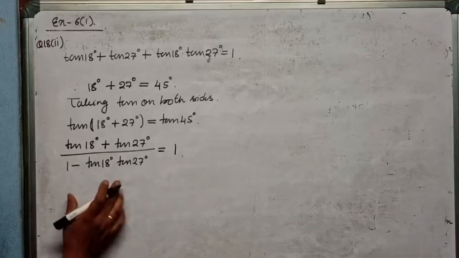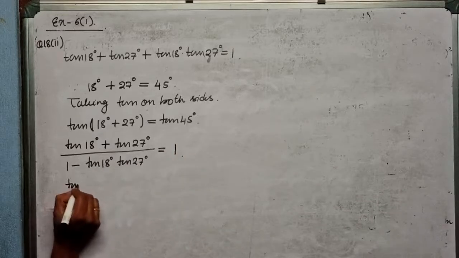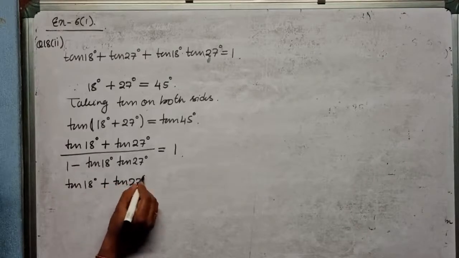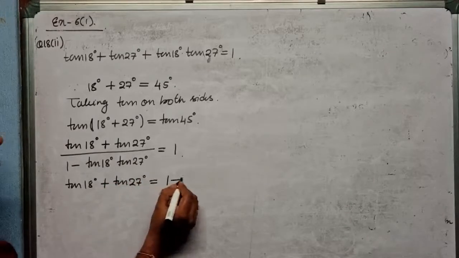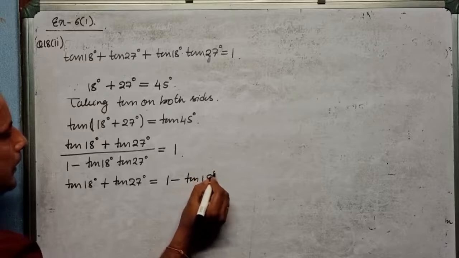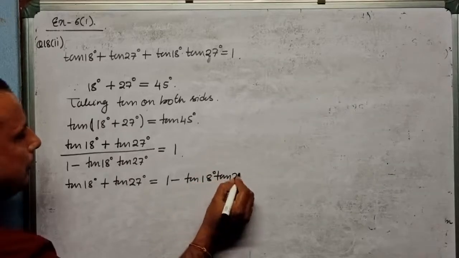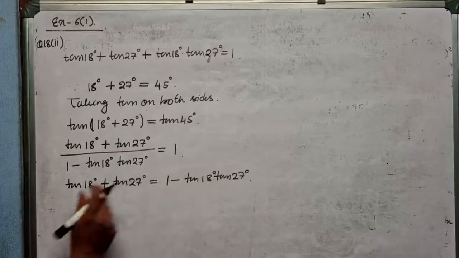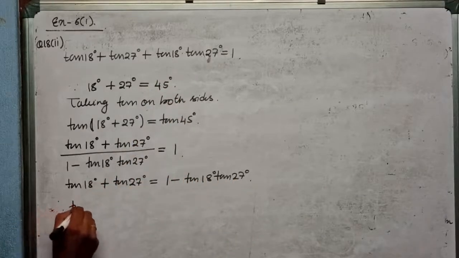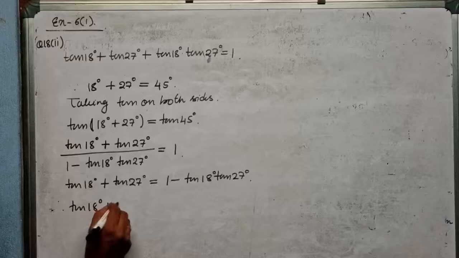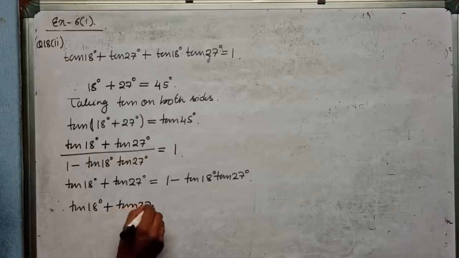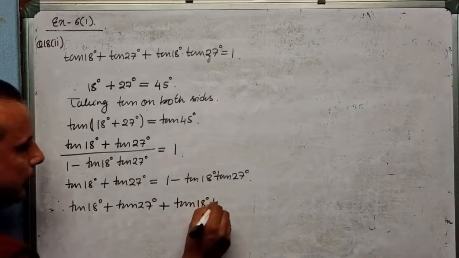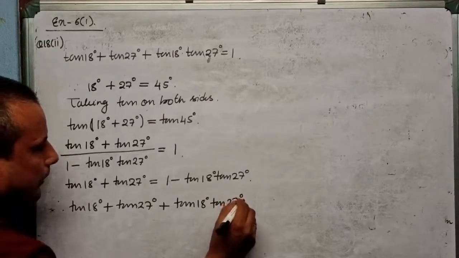Now after doing this, I'll cross multiply this quantity. Tan 18 degree plus tan 27 degree equals 1 minus tan 18 tan 27. To prove this identity, you have to bring these two quantities from the right hand side to the left hand side. Therefore, tan 18 plus tan 27 plus tan 18 tan 27 degree equals 1.